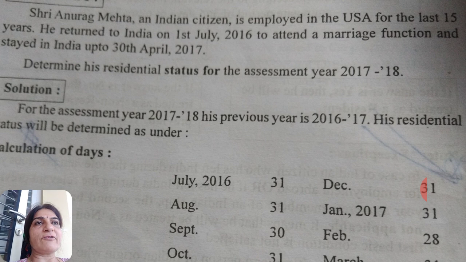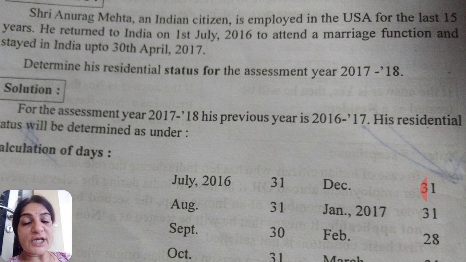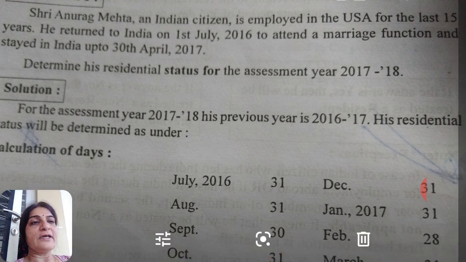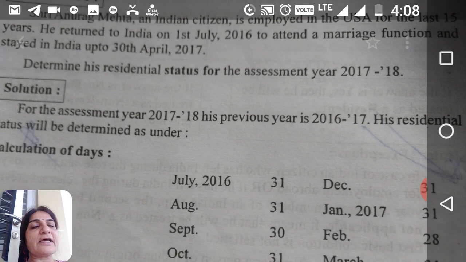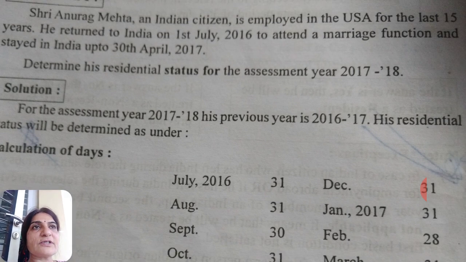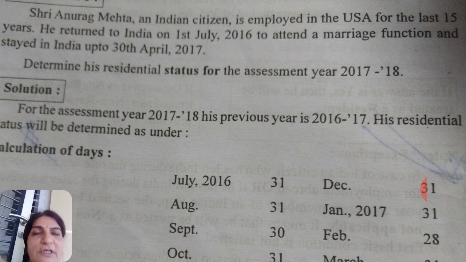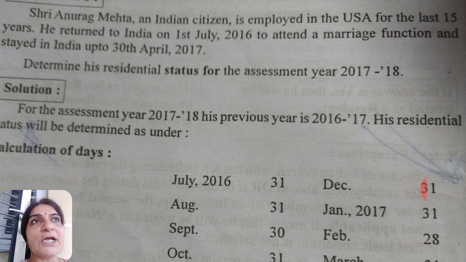In the last video we have seen what residential status is. We have seen that residential status is mainly categorized in two parts: first is a resident and another is a non-resident. If a person satisfies any one of the two basic conditions, then we can say that his status is a resident. But if he does not satisfy any of the conditions, then his status will be non-resident.